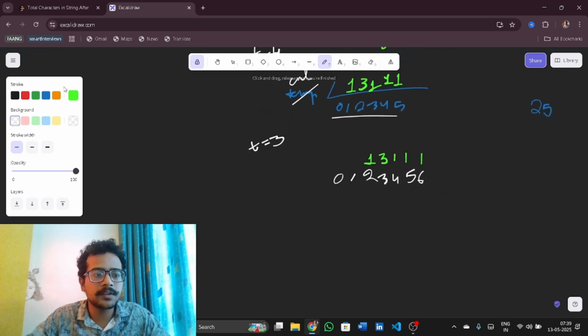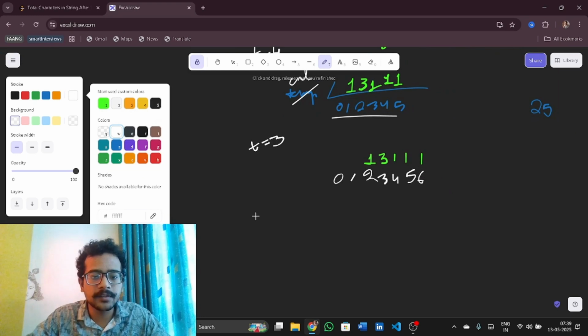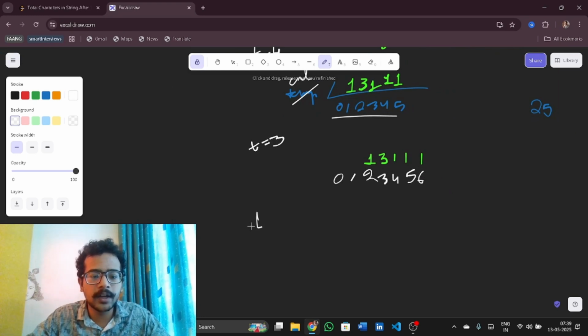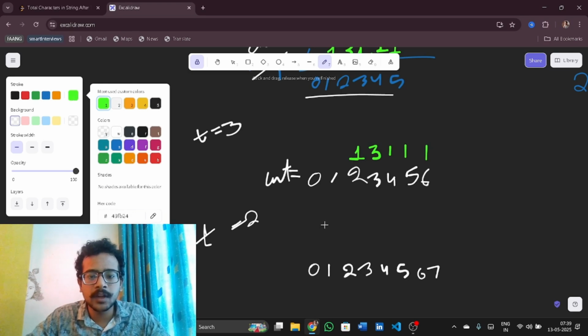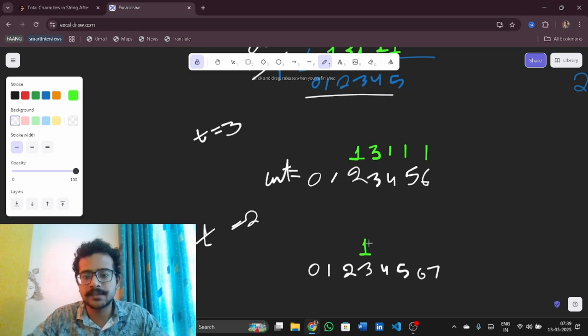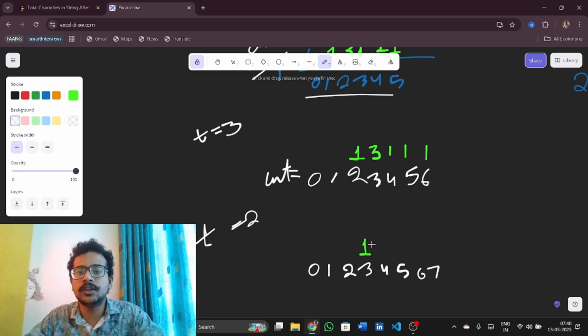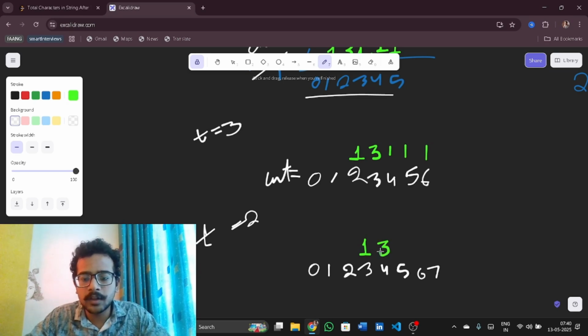Now t is equal to 2, again t is equal to 2, right? T is equal to 2 and this will be our count array. Previously it was temporary and this will be our count array. Then let me write it 0 1 2 3 4 5 6 and then 7. Now if I change it, it will be initialized. That means I'm just doing this. Now 3 1 1 and then 1.